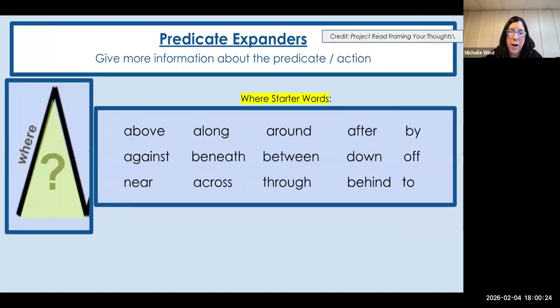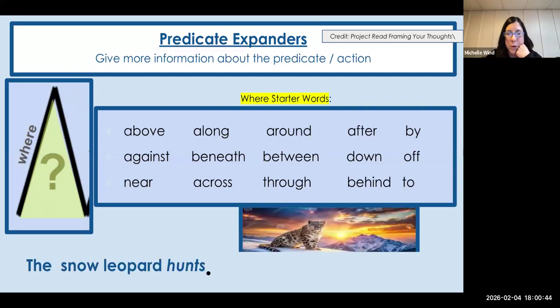So first we're going to look at where. Again, you don't have to use Project Read's terminology, but this is a really great anchor chart to have around your room and notice in text. So here are some where starter words: above, along, around, after, beneath. This is a great poster to keep in your room. Just to show you here, the snow leopard hunts. So we can ask questions for students to expand this to tell more about where the snow leopard hunts.